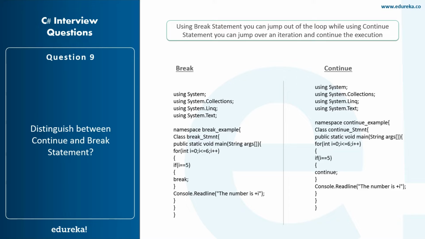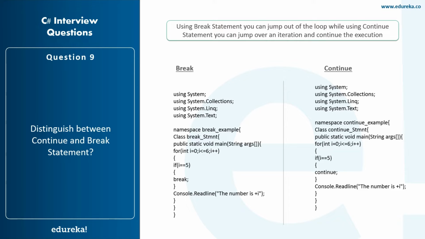Well, using the break statement, you can jump out of the loop, while when you're using a continue statement, you can just jump over a certain iteration and continue the execution. For your better understanding, I have given an example of the program. So when we talk about the continue statement, I have given a program where I'm defining a lot of functions. Then I have created a class of continue statement. And then I'm going to call the function that is public static void Main string arguments, under which I have started with a for loop. And this for loop is running from i equals 0 till i plus plus.